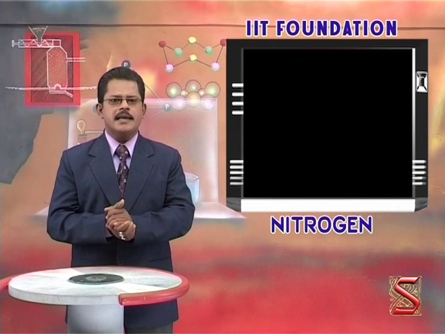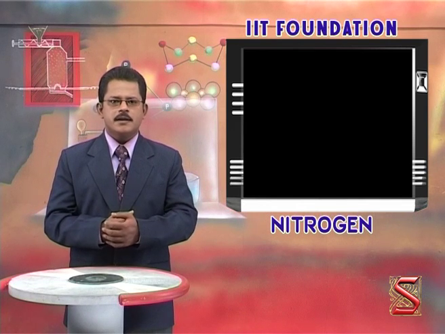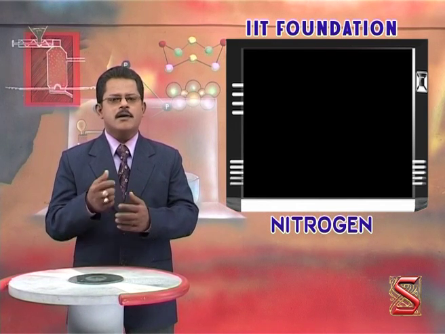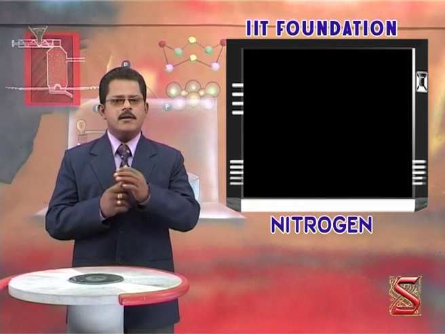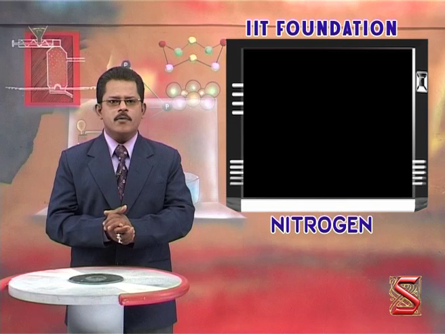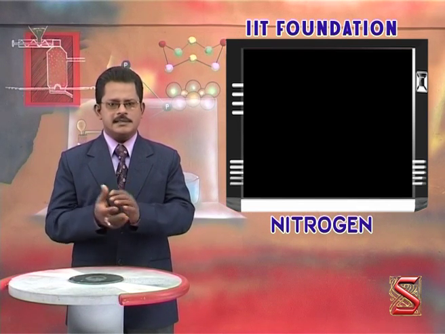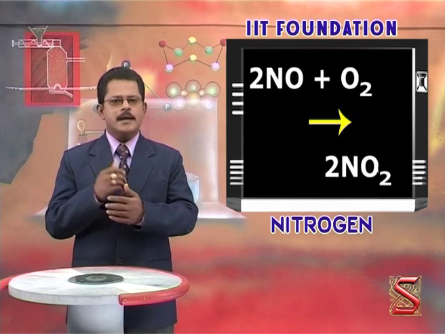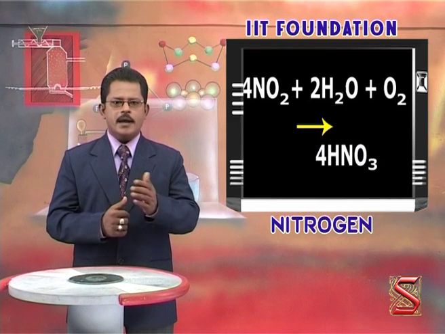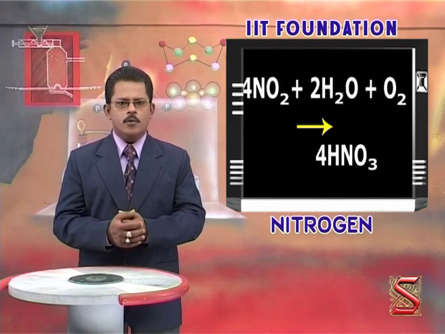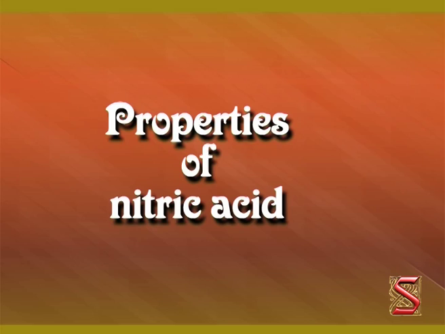The nitric oxide NO obtained is quickly cooled and oxidized to nitrogen dioxide by oxygen. The vapors of nitrogen dioxide and oxygen are washed down by water trickling in the absorption tower to form nitric acid. 2NO plus O2 gives rise to 2NO2. 4NO2 plus 2H2O plus O2 gives rise to 4HNO3.